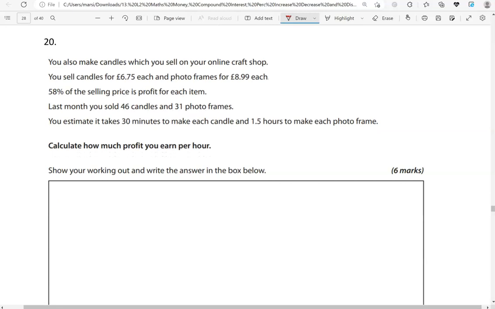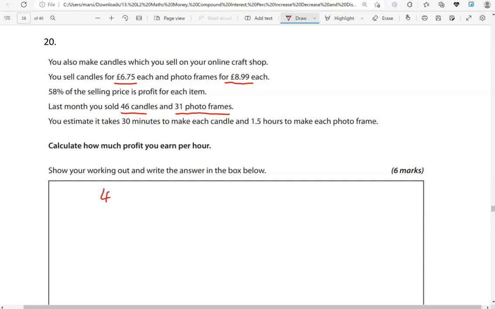You also make candles which you sell on your online craft shop. You sell candles for £6.75 each and photo frames for £8.99 each. 58% of the selling price is profit for each item. Last month you sold 46 candles and 31 photo frames. You estimate it takes 30 minutes to make each candle and 1.5 hours to make each photo frame. Calculate how much profit you earn per hour, show your working out and write the answer in the box below.